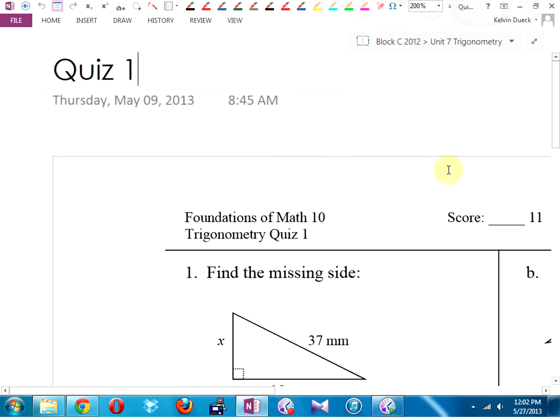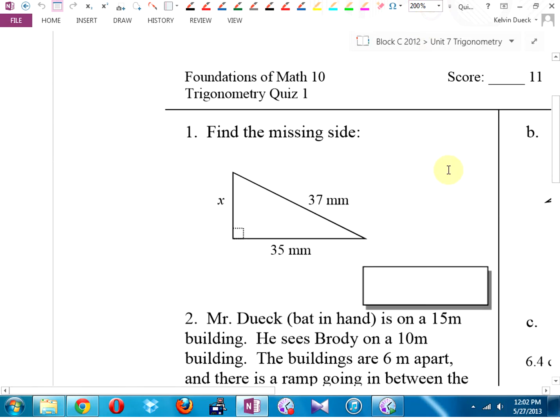Take-home quiz number 1. Mark your own. Find the missing side. I could probably, if I was clever, use SOHCAHTOA, but the easiest is going to be Pythagoras. I'm going to say x squared plus 35 squared equals 37 squared.